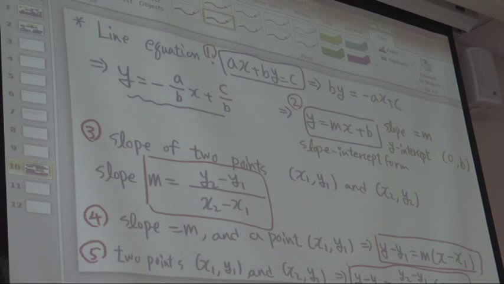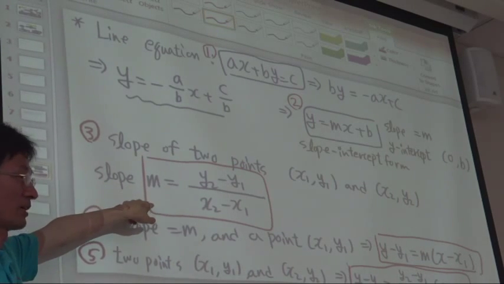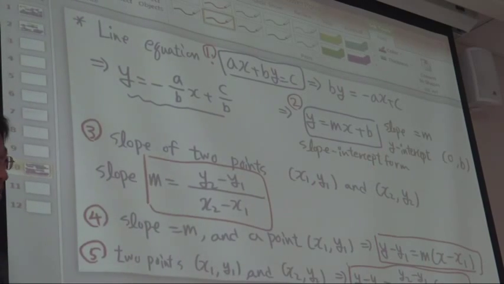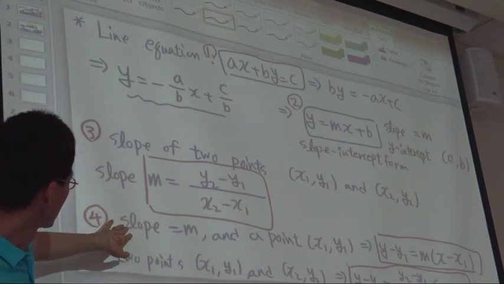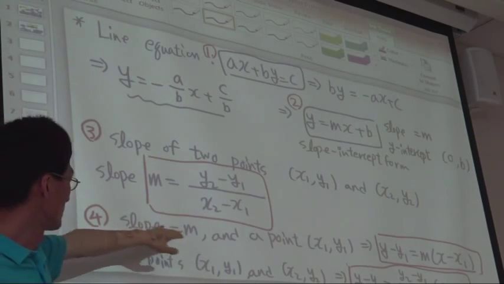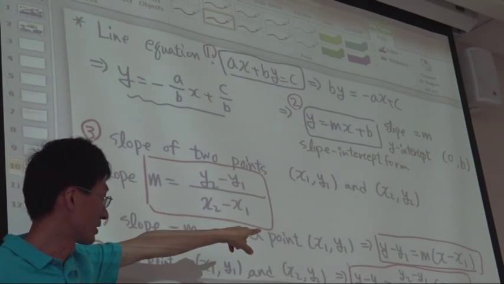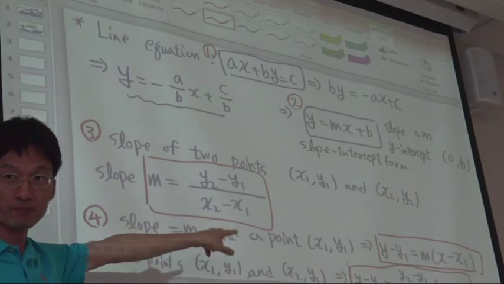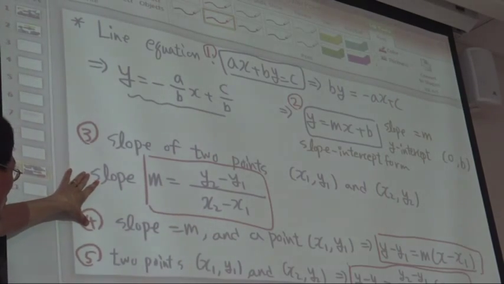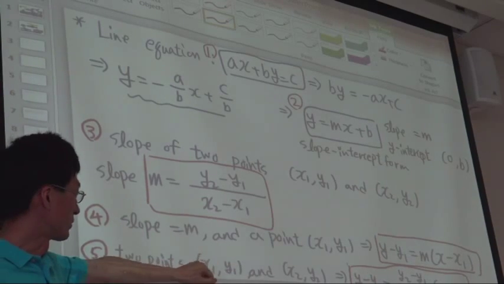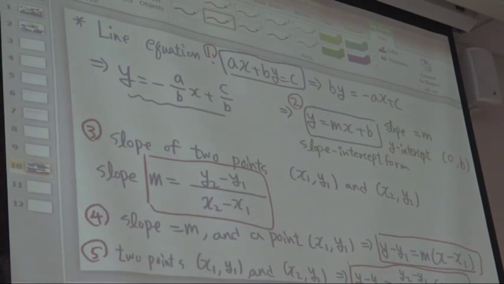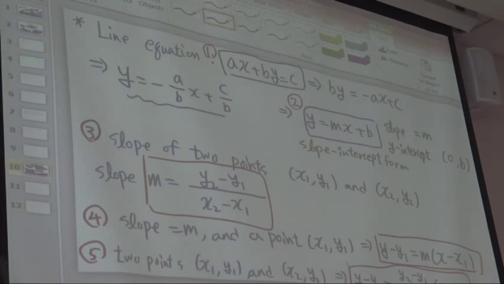Then you have to use the slope formula m is equal to that when you have to figure out the slope, or when the slope is given and the point is given, then we can get the line equation. When you combine these two, we can get the line equation when two points are given. So depending on the condition, we can get the different format.